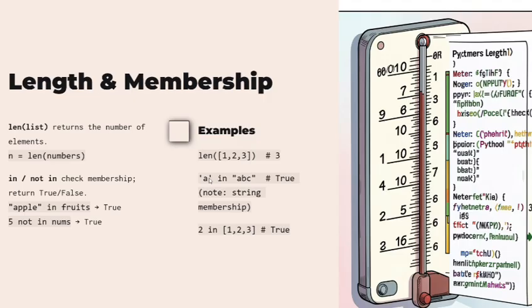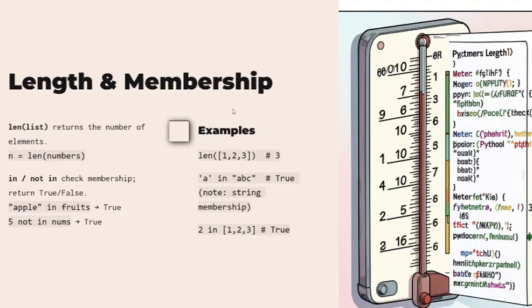Okay, so finding the length of a list. To find the number of elements in a list, we use len. For example, here we can see the code. If we print this, the output will return 3, because the length tells us how many elements are present. Here you can see 3 elements are present, so the output will be 3.